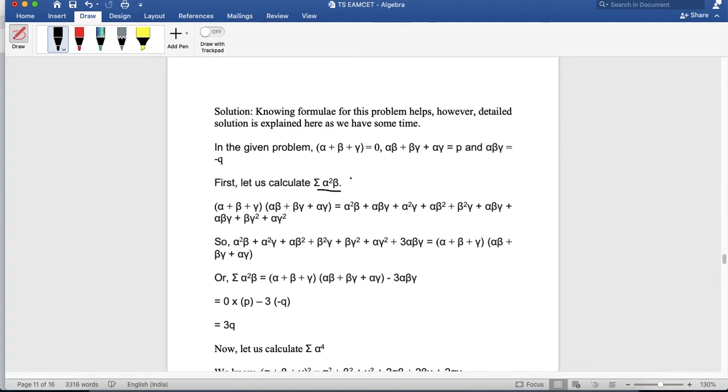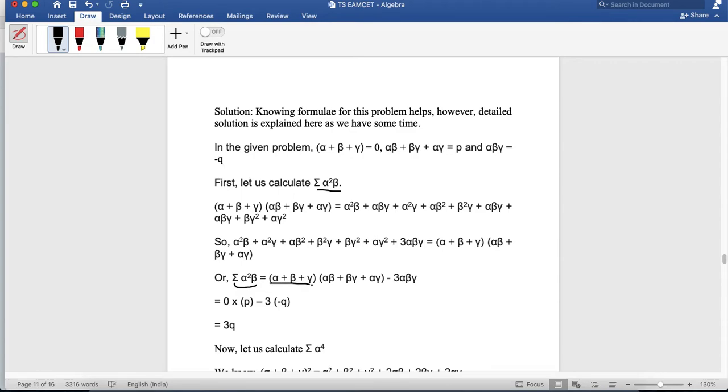I have done this calculation over here, sigma alpha square beta. So I will multiply alpha plus beta plus gamma with this. I will expand the expression. I will combine. I will do this. I will do that. I will get the value of sigma alpha square beta.